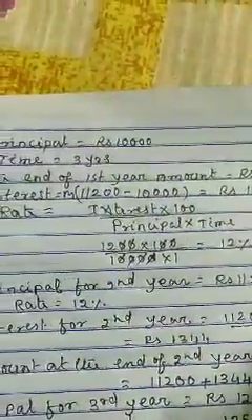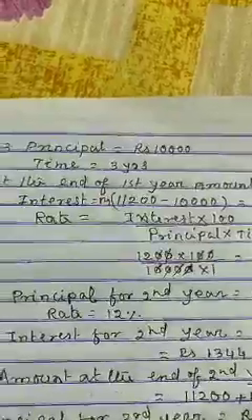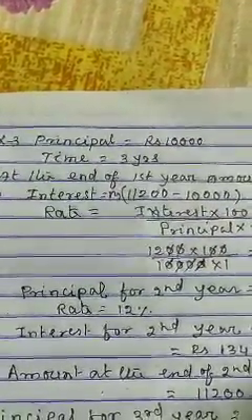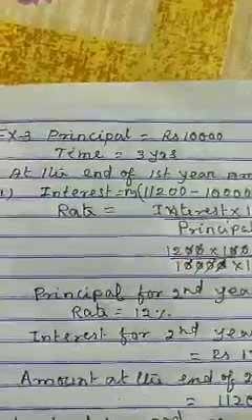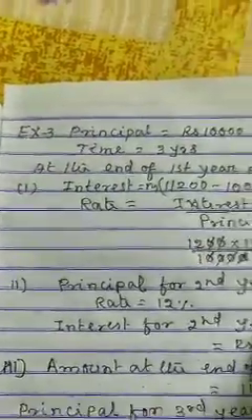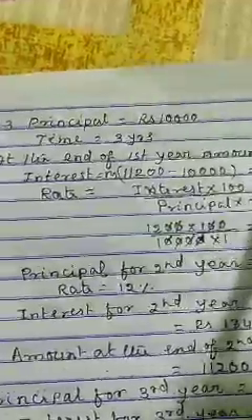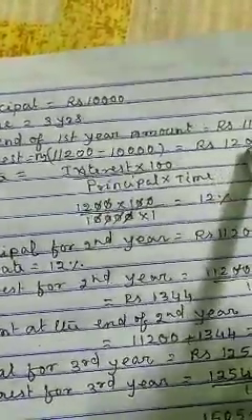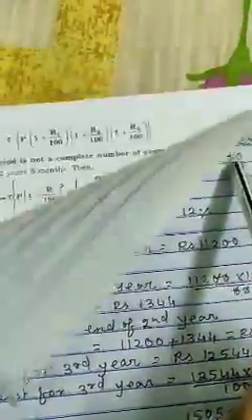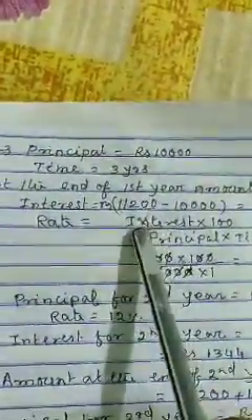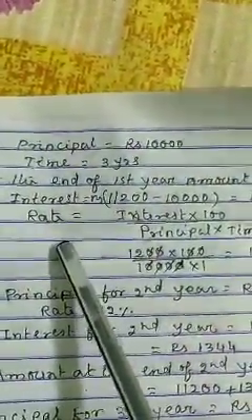11,200. So we can calculate the interest. The amount at the end of the first year minus the principal is called the interest. So that is equal to 11,200 minus 10,000, which is equal to 1,200 as the interest. Now the rate percent we have to calculate.